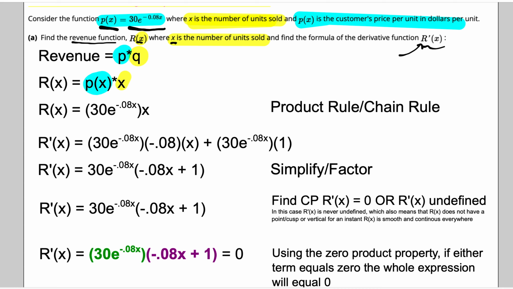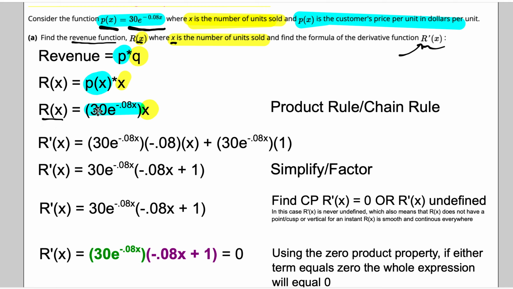Now let's just go ahead and plug in each formula. So we know that p of x is 30 times e to the negative 0.08x, and x is the quantity of items sold. So now we need to take the derivative of the revenue function.